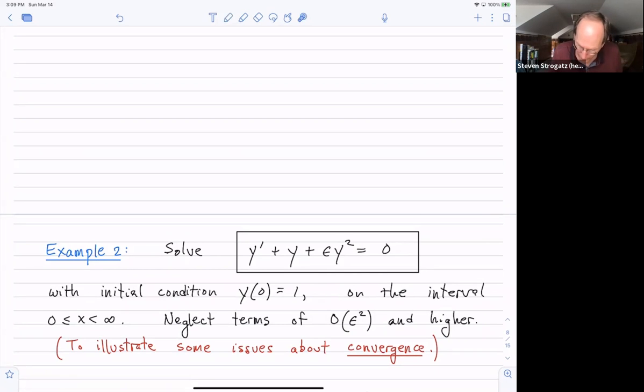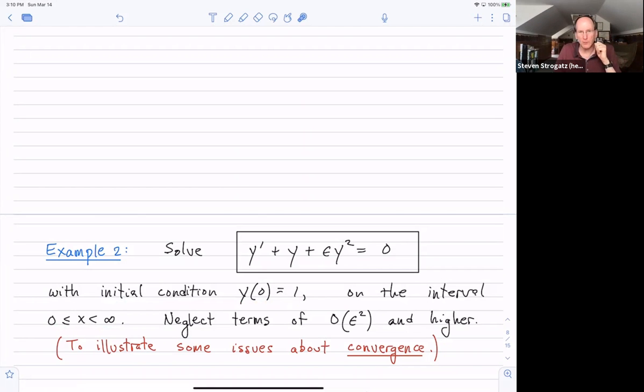It's got this y² term in it, but it's got also a small parameter, epsilon. And so it's first order, only a first derivative here. We're solving it with the initial condition y of 0 equals 1. Let's solve it for all x, or positive x, not negative x.